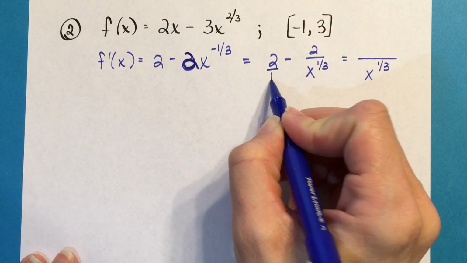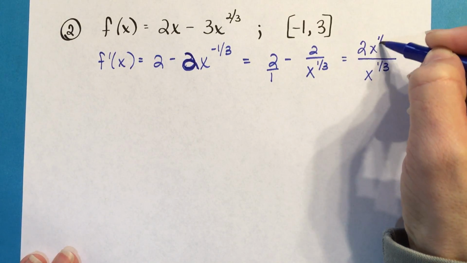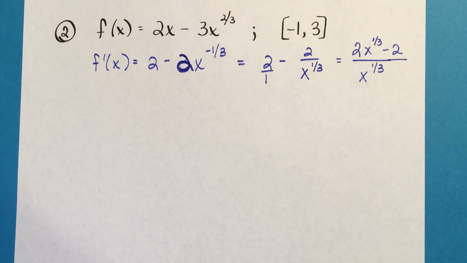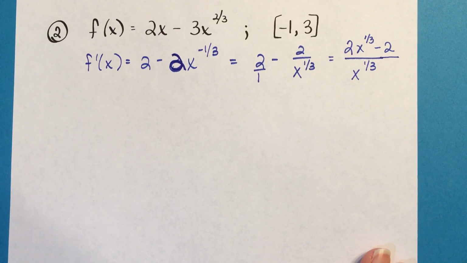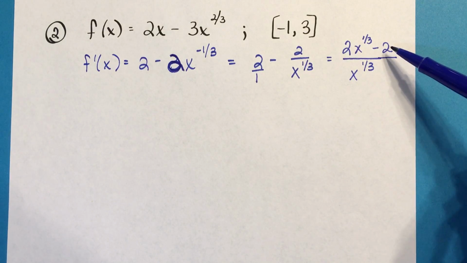Of course, this is understood to be over 1, so that means that I would have 2 times x to the 1/3 minus 2. So that's just getting a common denominator so I can write it all as one fraction. Now remember, your critical numbers are going to occur where your derivative is equal to 0 and where your derivative is undefined. A while ago, I only had a situation where my derivative was equal to 0, but since I've got a fraction here, when is this going to be equal to 0? That's going to be when your numerator equals 0.